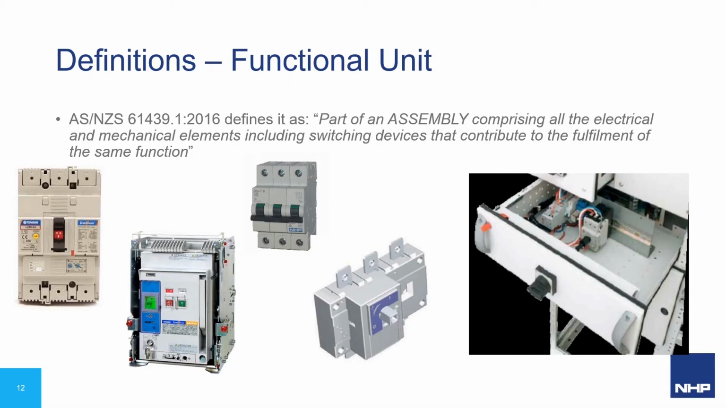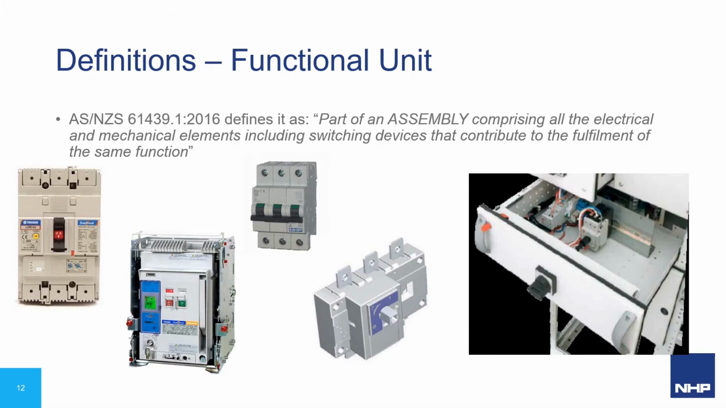The third element defined for internal separation is the functional unit. AS/NZS 61439 defines it as part of an assembly comprising all the electrical and mechanical elements, including switching devices, that contribute to the fulfillment of the same function. In a typical main switchboard or distribution board, this would frequently refer to a circuit breaker per functional unit.